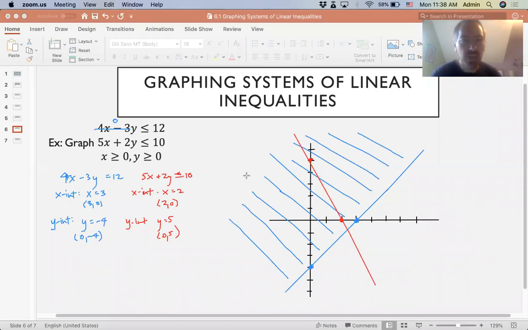All right, which way do we shade? We let x and y be 0. Is 0 less than or equal to 10? Yes, it is. So we're going to shade on the side that contains the origin.